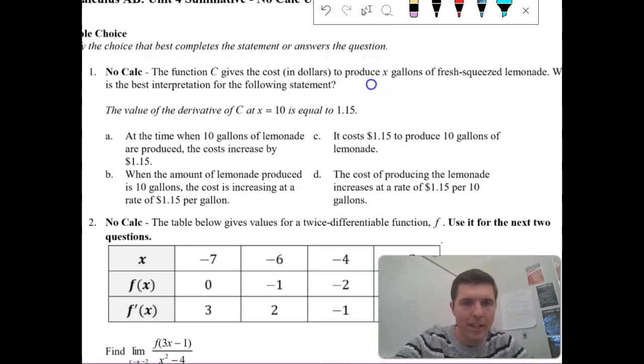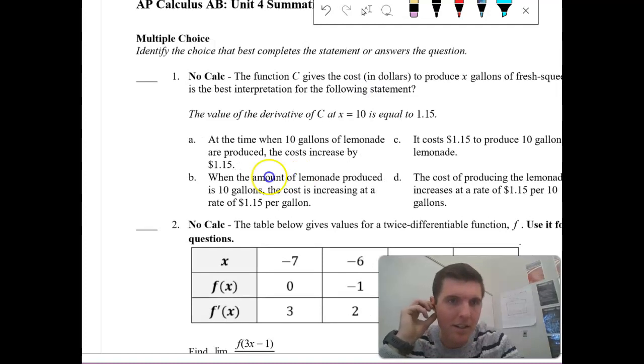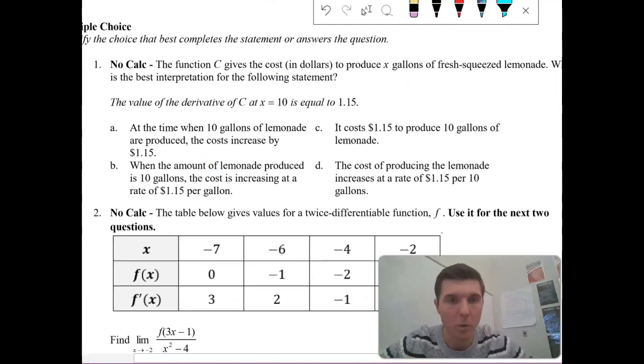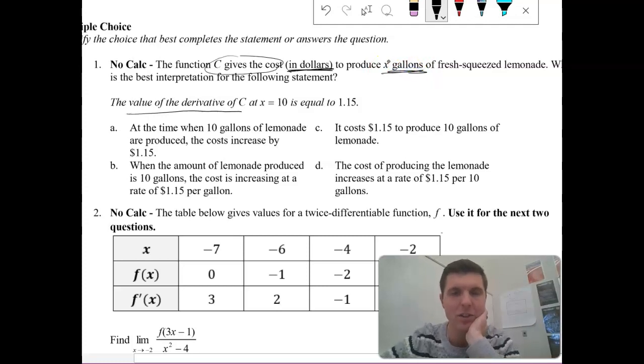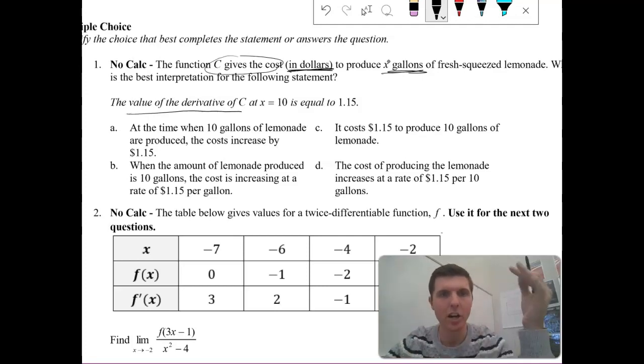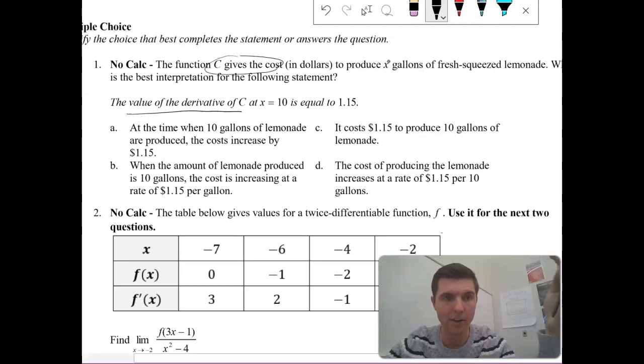Number 1 is interpreting a statement based on a derivative and putting it into words. So if I'm telling you the derivative of C, okay, C is cost and my output is dollars to produce X gallons of fresh squeezed lemonade. This is a weird question because my input is a gallon. My output will be dollars, and then the value of the derivative is dollars per something, dollars per gallon.